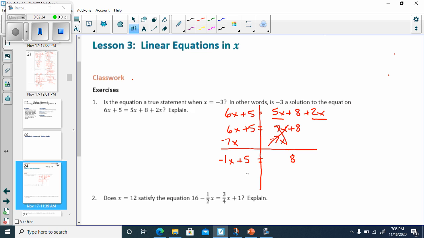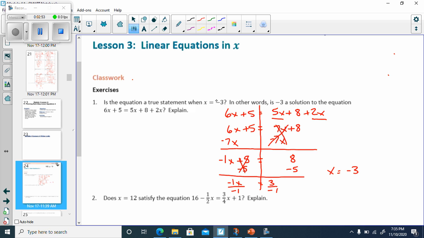We're trying to solve for the x. I need all the numbers over here and the variables here. There's a 5 added to this. The opposite of adding a 5 is to subtract a 5. What I do to one side of an equal sign, I do to both. Okay? So this is gone. I have -1x is equal to 3. Now, what do I need to do? Let's divide both sides by -1. And x is equal to -3.